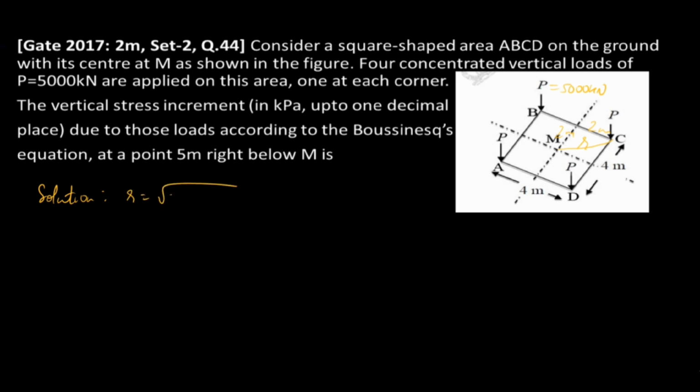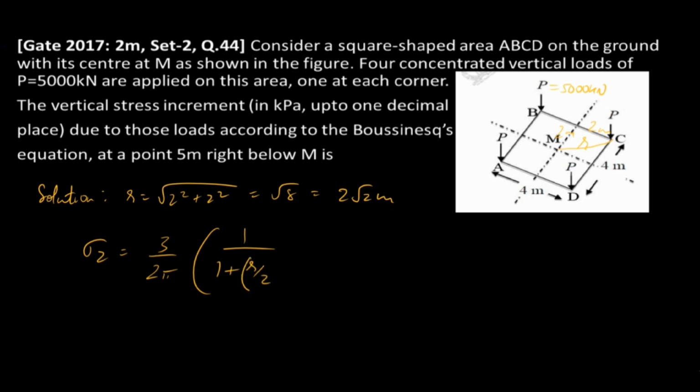So R will be equal to square root of 2 square plus 2 square, which will be equal to root 8, that is 2 root 2 meter. So according to Boussinesq's principle, the value of vertical stress at any given point is given by sigma z is equal to 3 by 2 pi into 1 by 1 plus r by z square whole power 5 by 2 into q by z square.